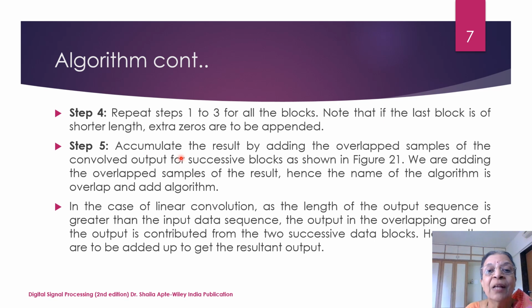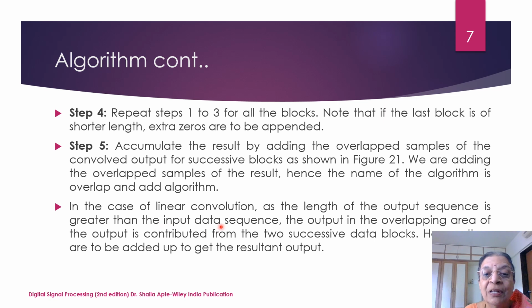The next step is to accumulate the result by adding the overlapped samples of the convolved output for successive blocks, as shown in figure 21. We are adding the overlap samples of the result, hence the name of the algorithm is overlap and add algorithm.